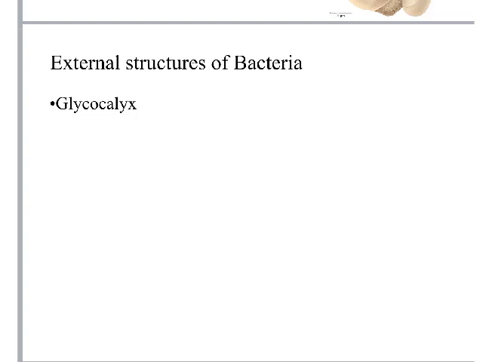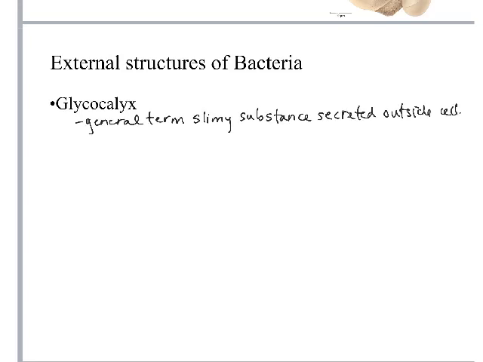The glycocalyx, this is a general term for a slimy substance secreted outside of the cell. Okay, and most bacteria are going to produce some kind of glycocalyx because, when we look at the functions, it's just so advantageous to the cell energetically to do it. What's the composition? Most of the time, polysaccharide. Okay, a sugar composition. There are exceptions there. There are some bacteria that have more of a protein composition to their glycocalyx, but commonly, again, carbohydrates.